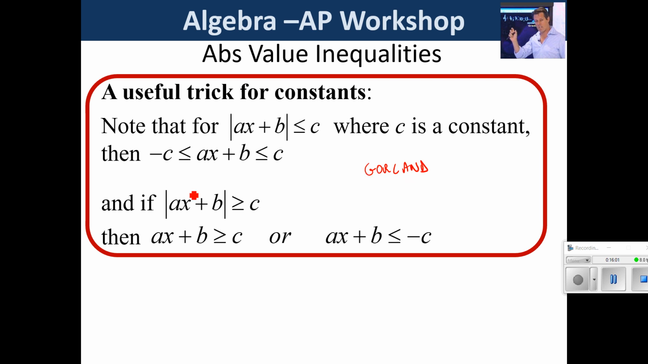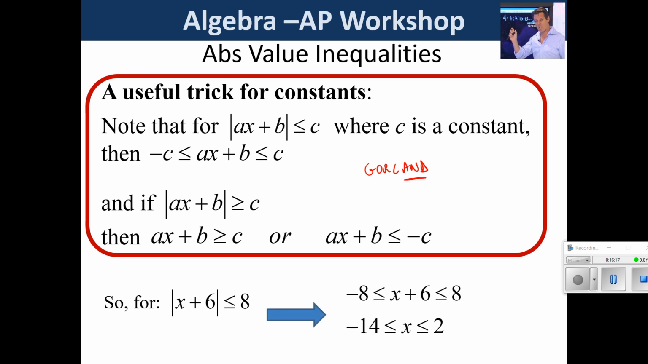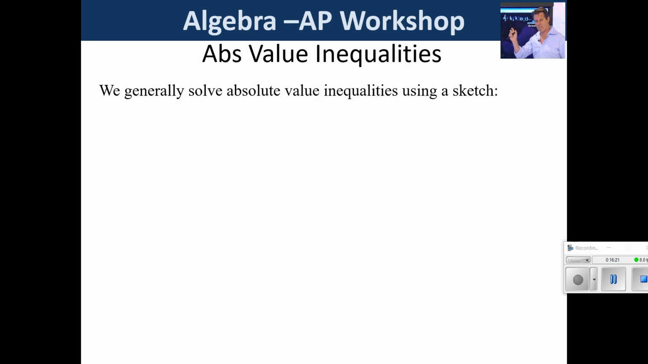But if I'm greater than, it's either going to be greater than or it's going to be less than the negative. So for example, here I know that this x plus 6, if it's less than, it's an and, it's between something and something else. So it's just between the negative 8 and the 8, and then I can go and solve. But the good news is the absolute value inequalities that we have to solve in the exam are always going to be based on sketches. So more often than not, the examiner is going to ask you to draw a sketch and then ask you to solve an absolute value based on that sketch.